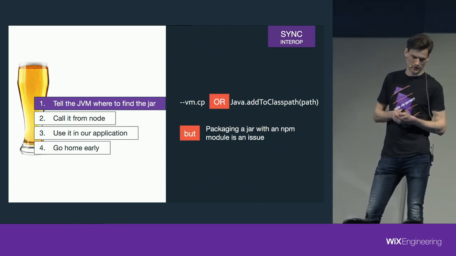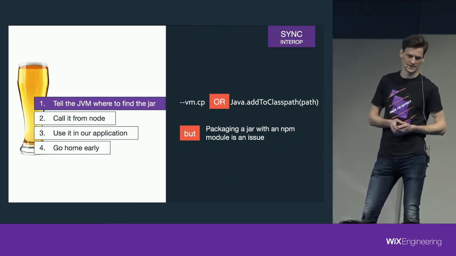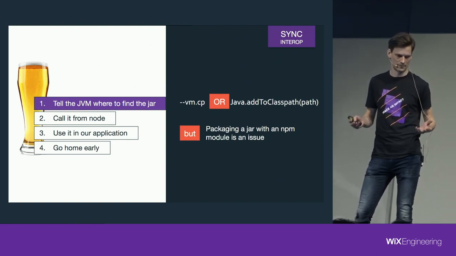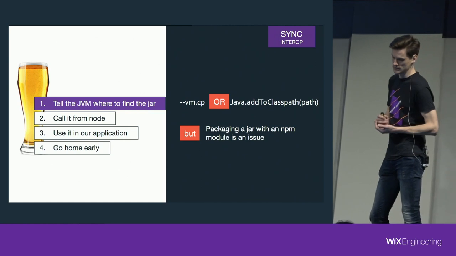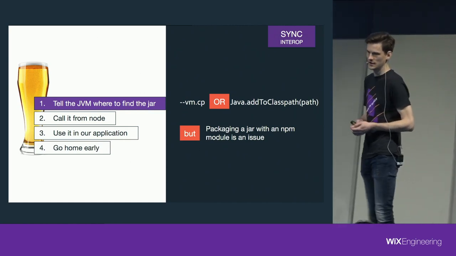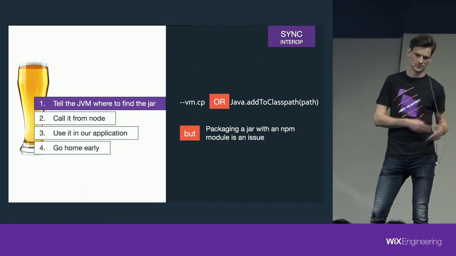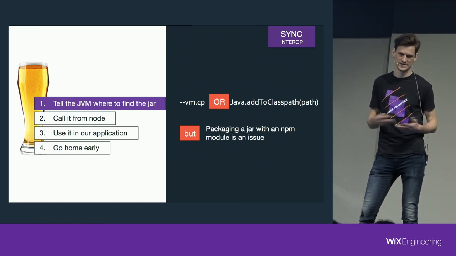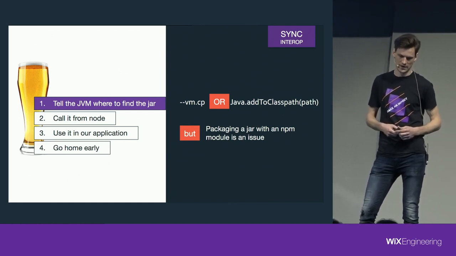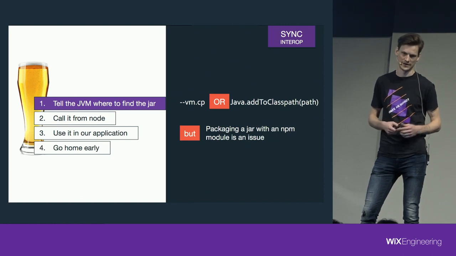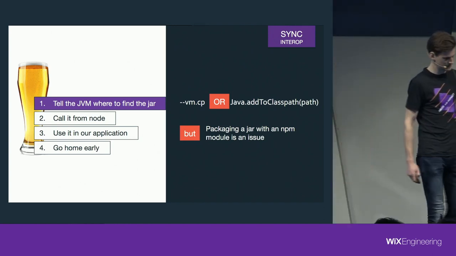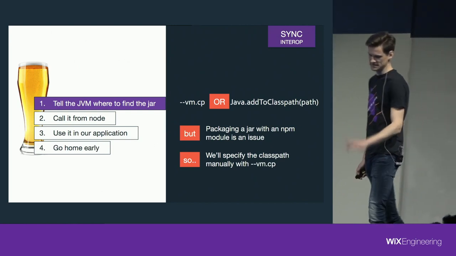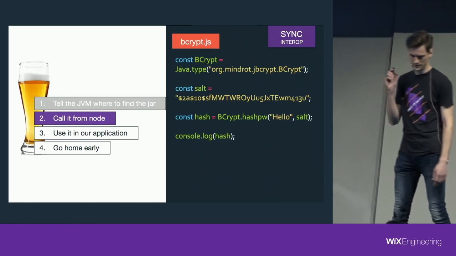Unfortunately, at this point, if we wanted to somehow provide this bcrypt library wrapped for other GraalJS programs, we will run into an issue, because if we just blindly package a jar with an npm module, there's a bit of a conflict here. For npm, it's completely fine to have multiple copies of the same library in your node_modules. If you have multiple copies of the same jar in your class path, you'll get the first one, or the last one, I don't remember which one, but it is a bit of an issue. But we'll just ignore that for now, and we'll just manually specify the class path with the first option.